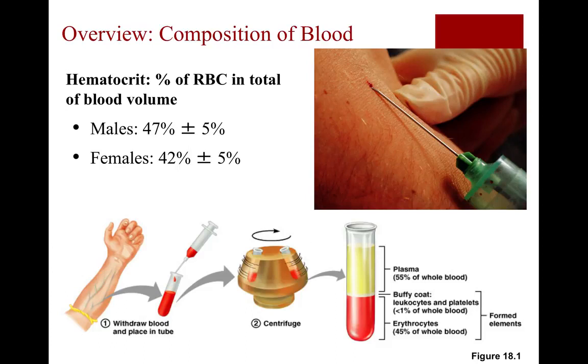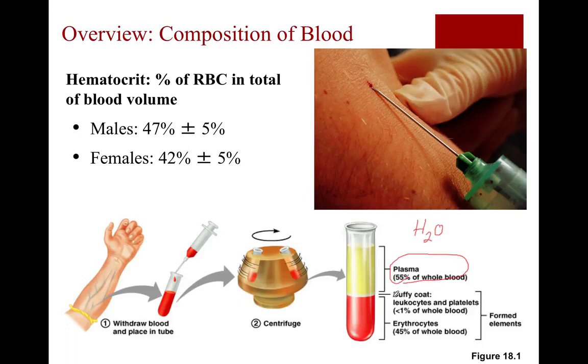That allows the component to be separated easily. And you can see that there are three separate levels being formed here. The first layer, which is the lightest of the three layers, is your plasma. Plasma, as we will learn, is mostly water, and water is not necessarily heavy, correct? So it would basically form the top layer.